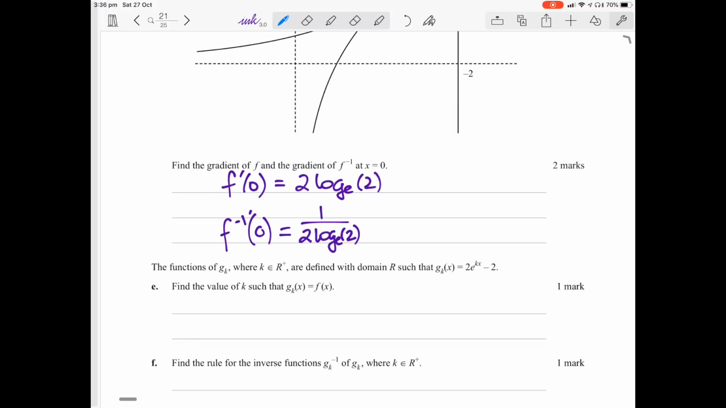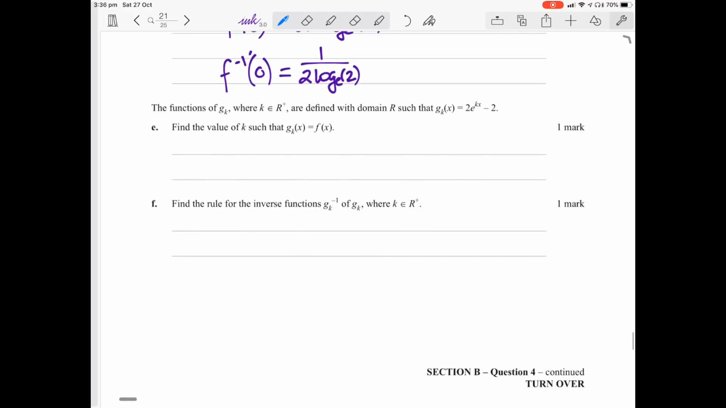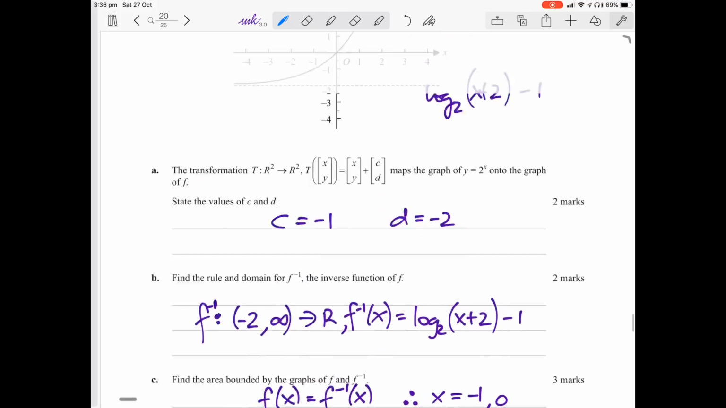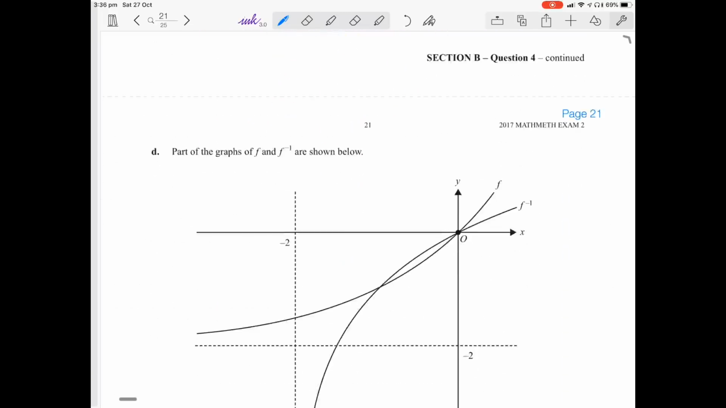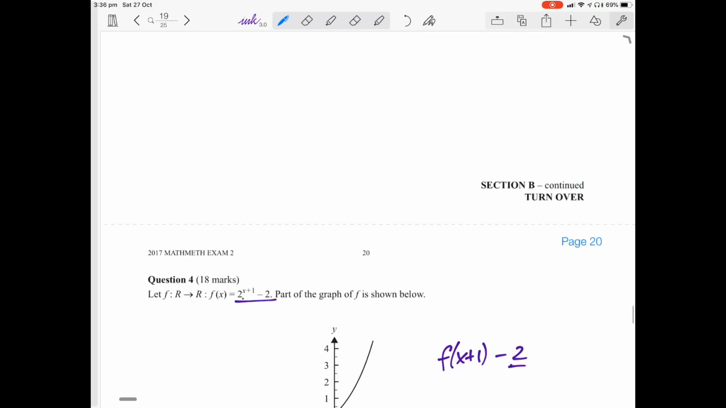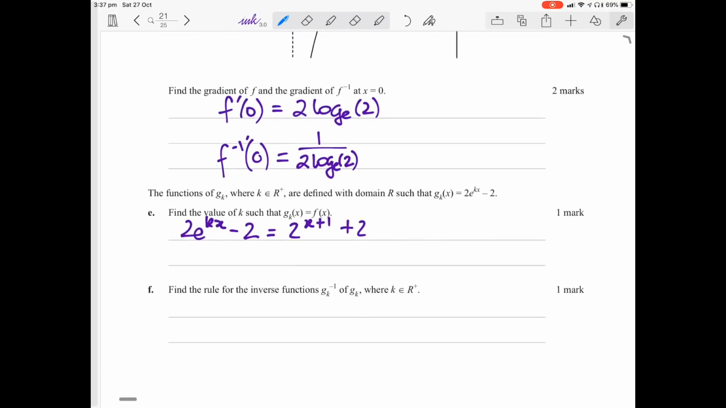The functions g of k, where k is an element of all real positive numbers, are defined with the domain R such that g of k is 2 e to the kx. Okay, find the value of k such that g of k is equal to f of x. So we want 2e to the kx minus 2 to equal 2 to the x plus 1 plus 2. Plus 2 or minus 2? Minus 2. That makes it a lot easier.